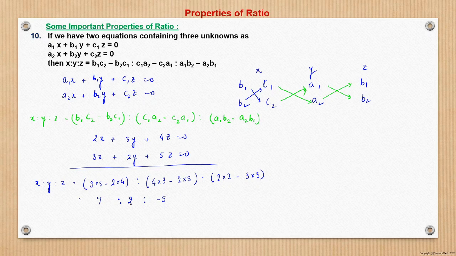So this is the ratio. Ratios can be negative, right? A ratio is nothing but another way of expressing a fraction, and a fraction can be negative, so the same can be said of a ratio. So x, y, and z are in the ratio 7 is to 2 is to minus 5. This is the answer. This is one of the properties of a ratio: we use ratios to find the probable solution of x, y, z.